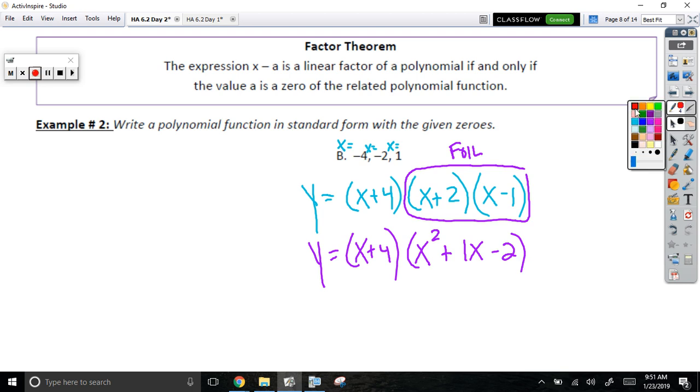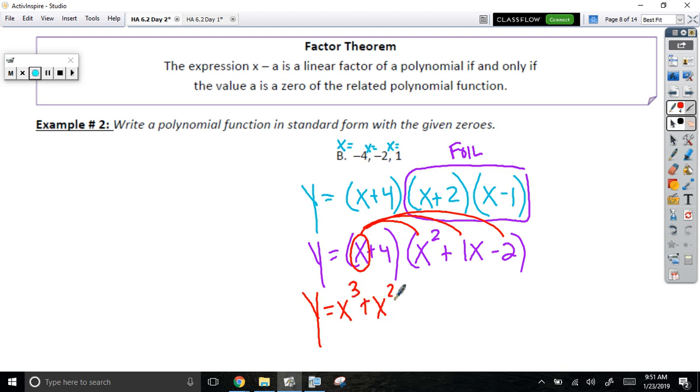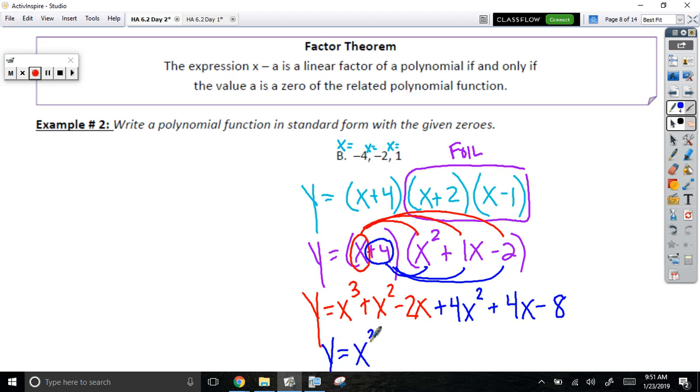Then you need to distribute a bunch of times. Take the x, distribute it to all 3 terms. Take the positive 4, distribute it to all 3 terms. And then just collect your like terms, and do it in descending exponent order. So bring your x cubed first. We have 1x squared plus 4x squared, which will be 5x squared. Negative 2x plus 4x plus 2x. And minus 8.